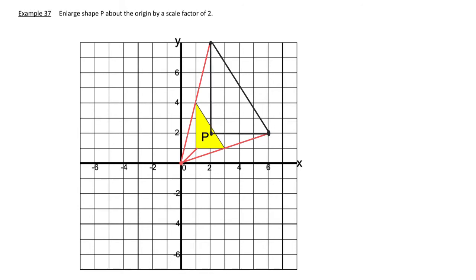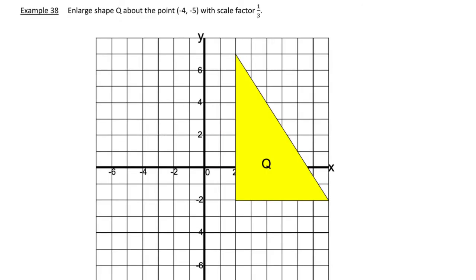And what we can do for a check is if we measure the base length of the original triangle, we can see it's 2 squares, and the base length of the image is 4. The height of the original triangle was 3 squares, and the height of the image is 6 squares. So we're good there. Example 38, enlarge Q about the point -4, -5, scale factor of 1/3.